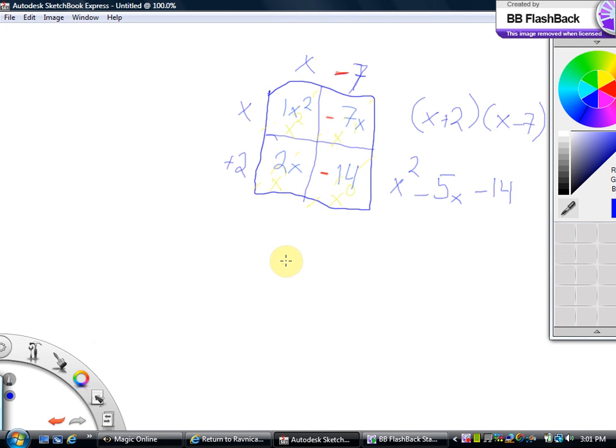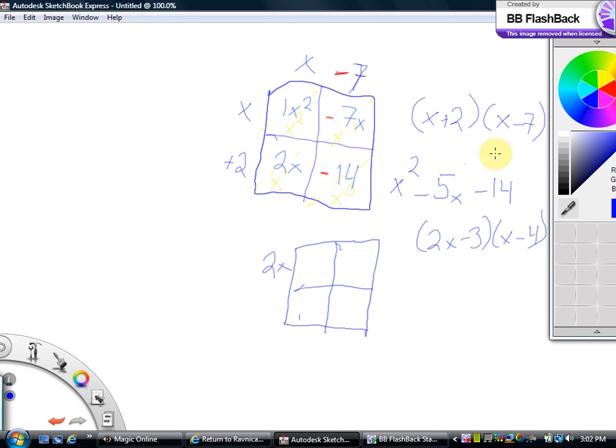Okay, let's do one where I talked about, here we go. Not as pretty of a box, didn't have it pre-planned. My apologies. We're going to do, oh, here, let's write it over here. We're going to do 2x minus 3 and x minus 4. Okay, 2x, I'm going to write my 3, my x, and my 4. And then, just so we can see it, I'm going to make that a negative and that a negative.